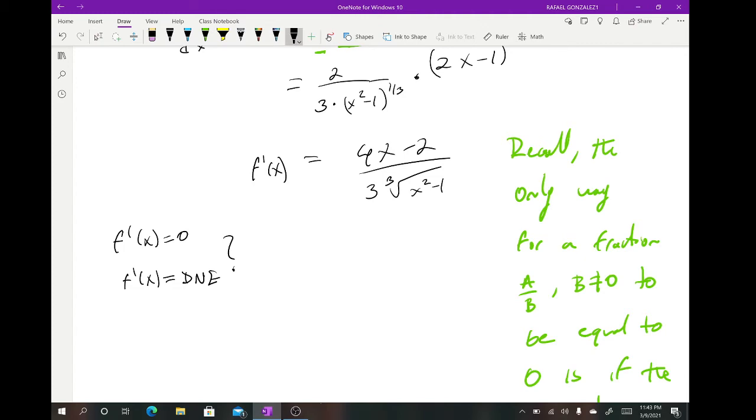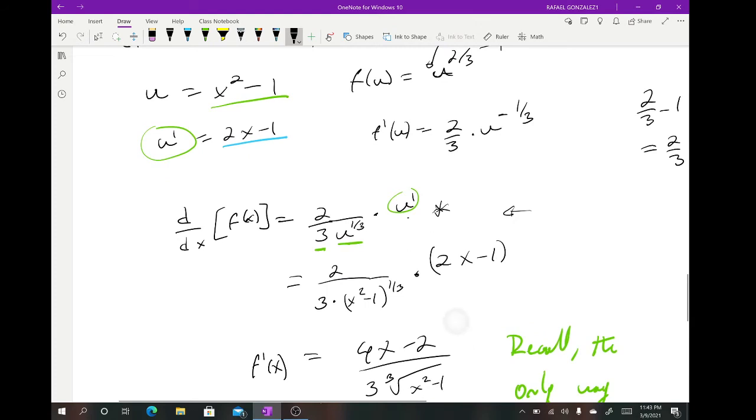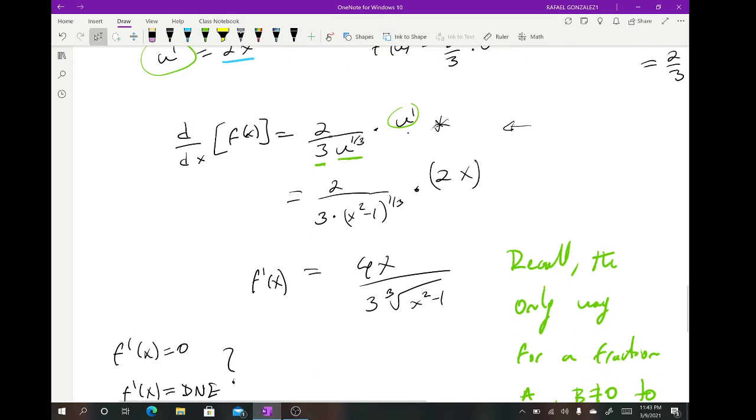Let me just make sure that I didn't make any mistakes here. I think I did. This doesn't look right. Yeah, I made a mistake. The derivative of x squared minus 1 is not 2x minus 1, it's just 2x. But since this is an online class and there are no students to correct me, I have to correct myself. So this is just going to be minus 4x. There we go. That looks better.